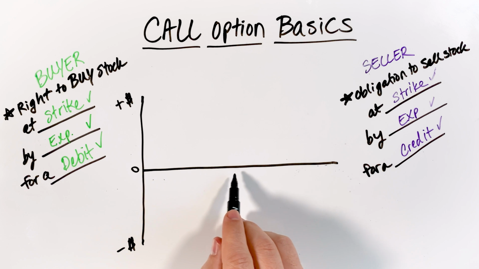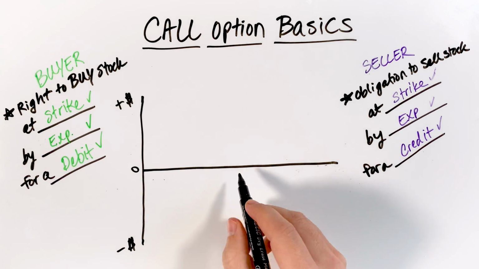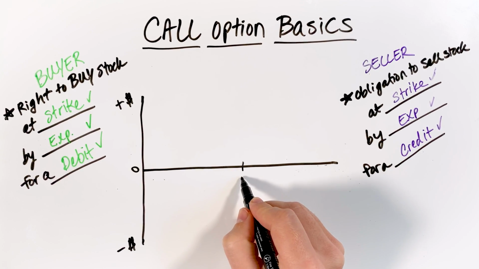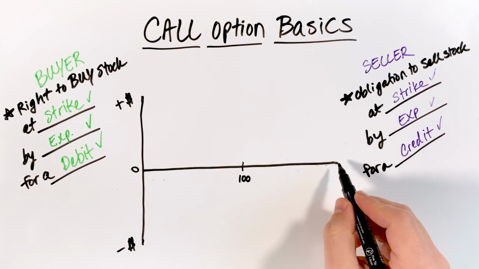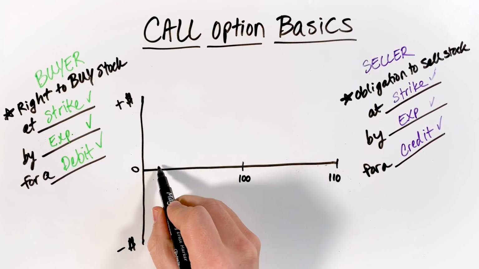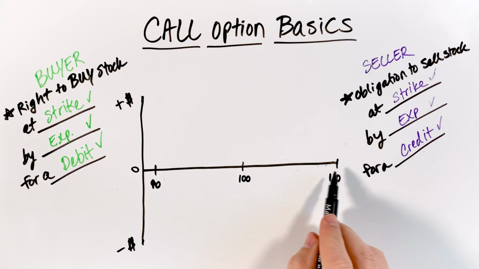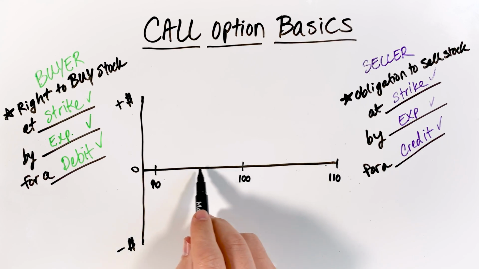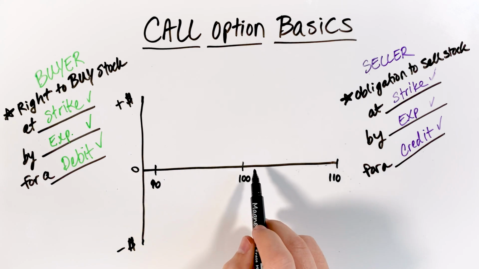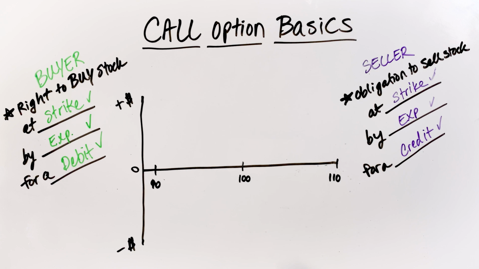This horizontal line here is actually the different stock prices. So we'll think about it as a stock that is trading for, say, $100 here, could potentially trade all the way up here to $110 and all the way down here to $90. So as the stock trades in different ranges, if the stock goes down in price to $90, or if the stock goes up in price to $110, what impact does that have on our call option contract?